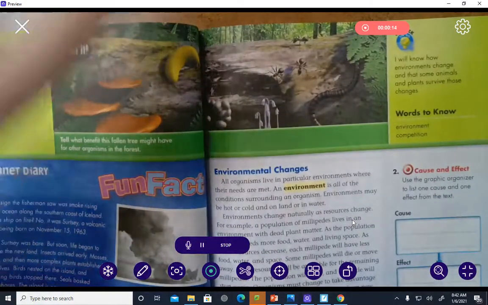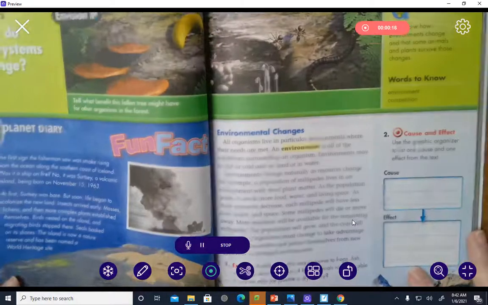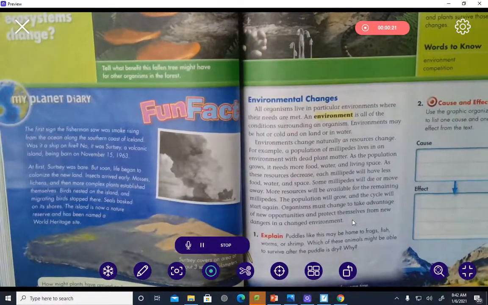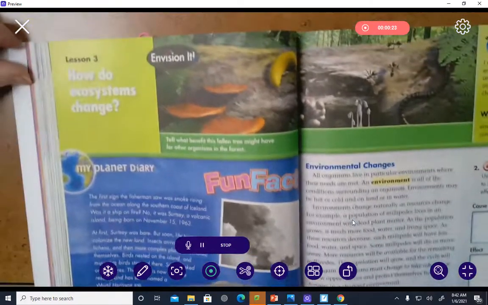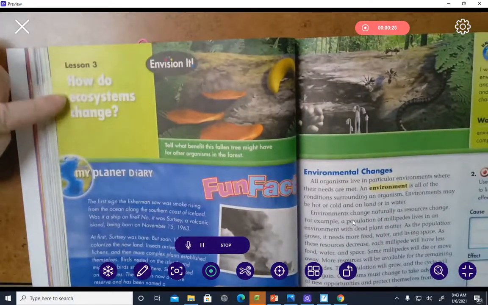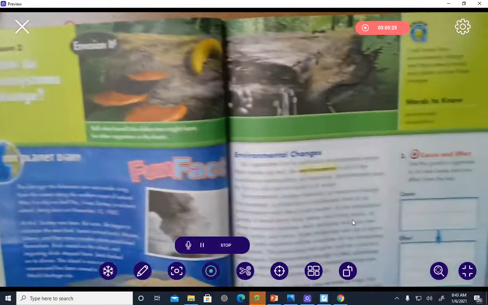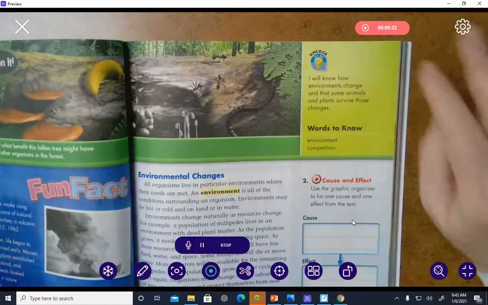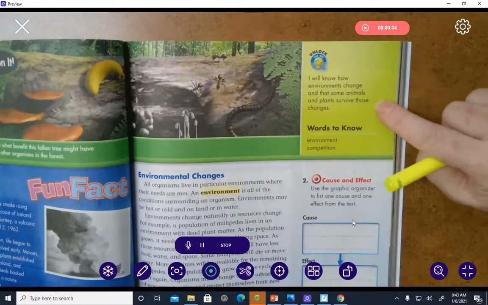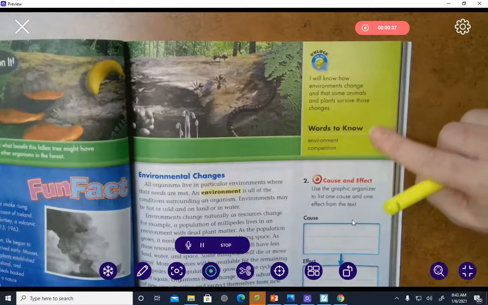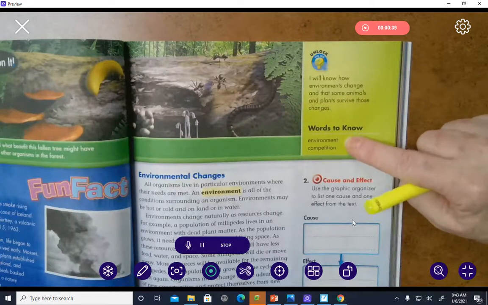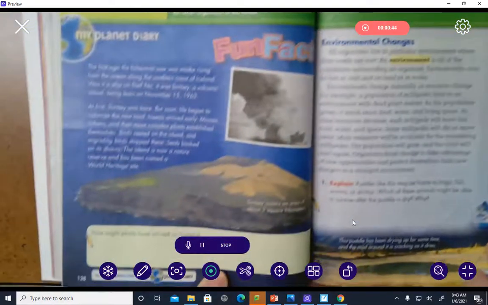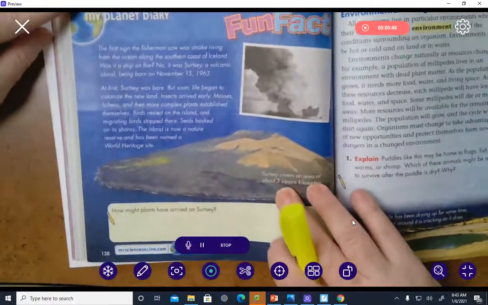So those of you that might struggle a little bit with that, I'm going to read through the book and we can highlight some of the important things together. Lesson 3 is how do ecosystems change? And the focus is right up here. They want you to know how environments change and that some animals and plants can survive these changes. Some important words to know are environment and competition. So let's go over to the fun fact in My Planet Diary.